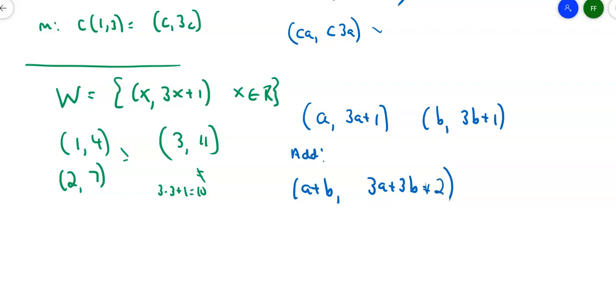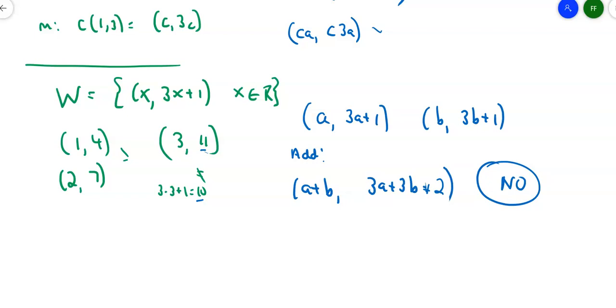3 times the original element is 3A plus 3B plus 1. But what it's actually producing is 3A plus 3B plus 2. And now you realize here, this answer was 1 more than what would make it an actual subspace. So is this a subspace? No, it's not a subspace. It fails under vector addition. I bet you it fails under scalar multiplication also, but really, I just showed it under vector addition.